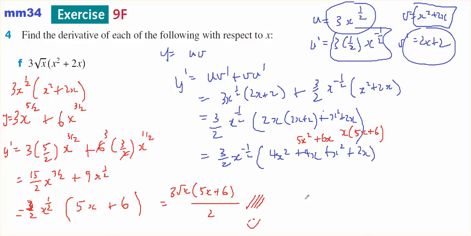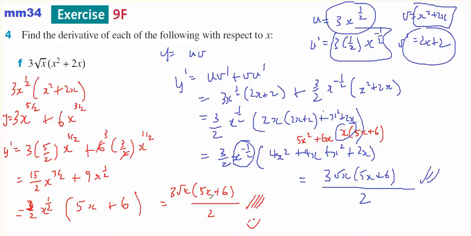So what is my final answer? I've got a 3 on top, I've got a 2 on the bottom. I've got x to the negative a half times x, which will leave x to the positive a half, or root x, and I've got 5x plus 6. So there it is, the same answer as this one. This is using the product rule, this is using some algebra to simplify, and then taking the derivative each separately, but then taking out common factors to be able to factorise.